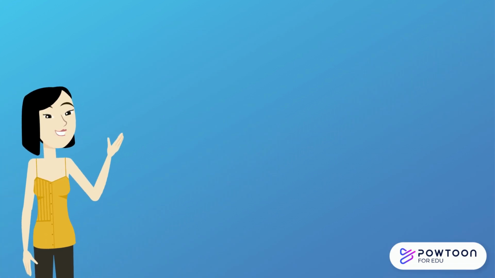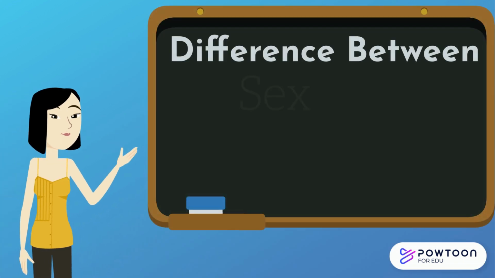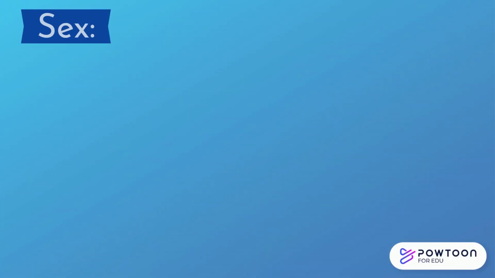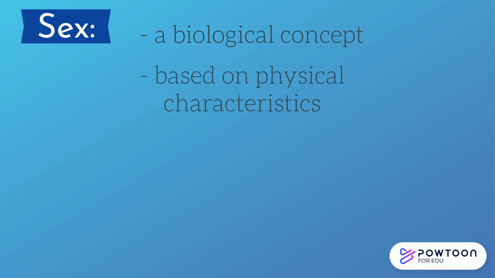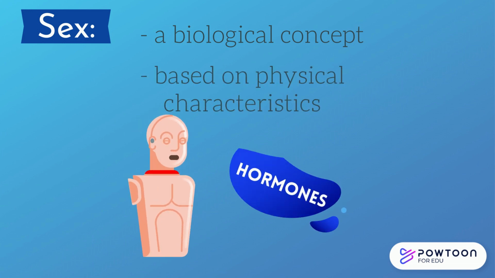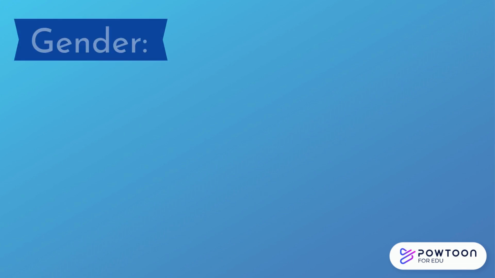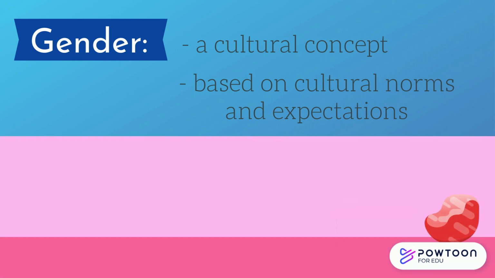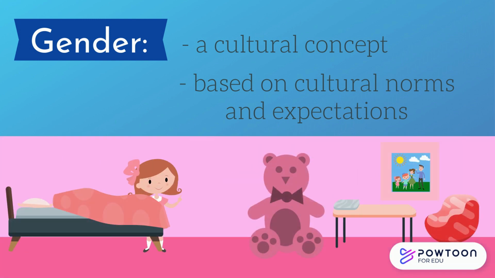For example, it's important to understand the difference between sex and gender. Sex is a biological concept. It refers to physical characteristics like body parts and hormones. On the other hand, gender is a cultural concept that's related to cultural norms and expectations. A good example of this is the idea that pink is for girls.